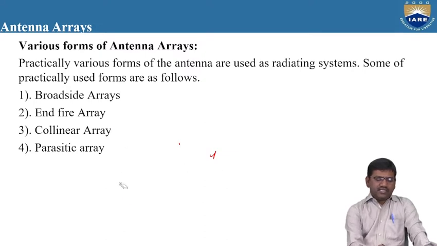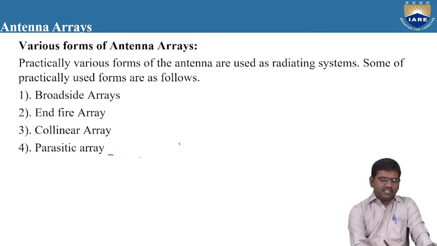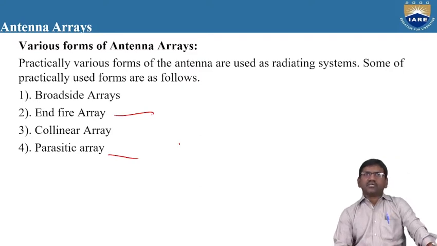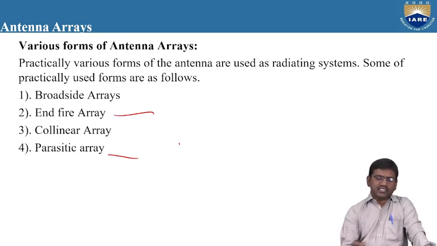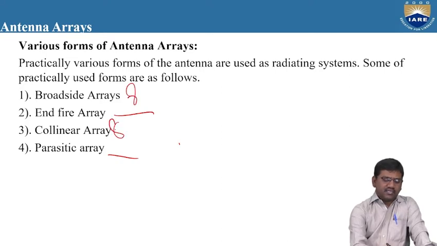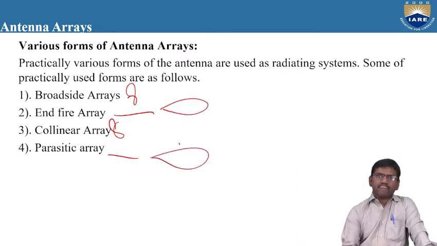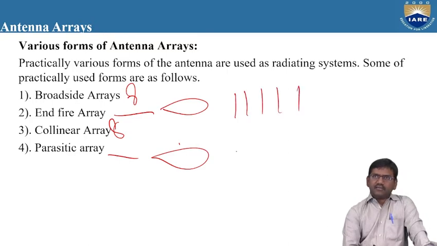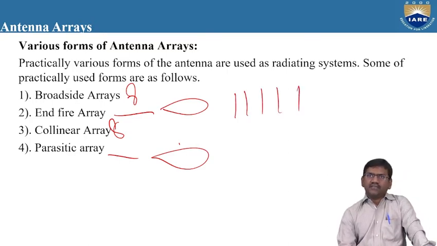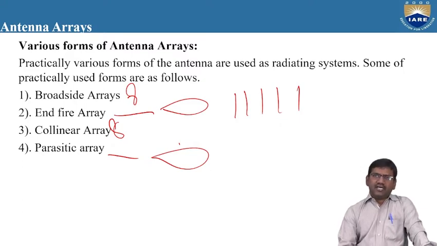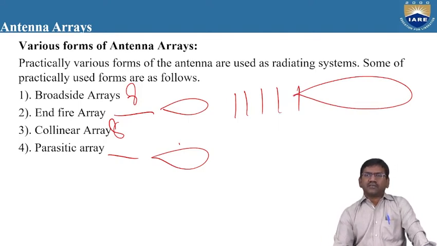So the main difference between the parasitic array and the end-fire array, you can see here, the end-fire array and the parasitic array both are unidirectional. And the broadside array is bidirectional, and the collinear array is also bidirectional, and this is unidirectional, and this is unidirectional. And here, in this, all the elements are given power supply. You can see here in the end-fire array, all the elements are equally spaced, all the elements are identical, and the arrangement is made in such a way that the radiation pattern will be directed towards one particular direction.